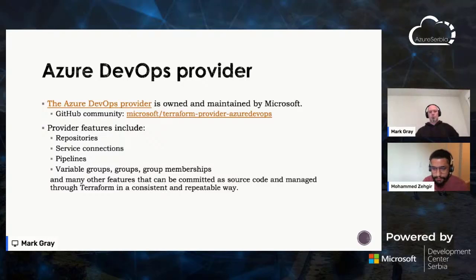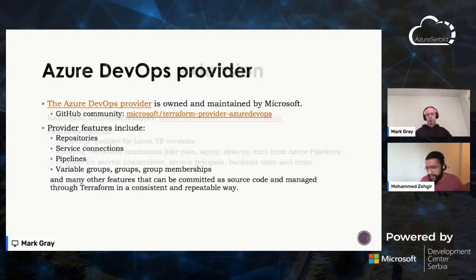And as I mentioned earlier, the goal behind this provider was to bring the infrastructure as code benefits of Terraform to DevOps. So what does that mean? If you want to control the description of your Azure DevOps repositories, provisioning repositories, service connections, pipelines, whether it's variable groups or group memberships, all of that good stuff this provider has. You can now just commit it as source code, and then manage it in Terraform in a consistent and repeatable way. That is the goal behind having this provider out there. And we'll also have a demo later on at the end where Mark can go through how we use this provider and we can provision stuff. So we'll get to that in a bit.